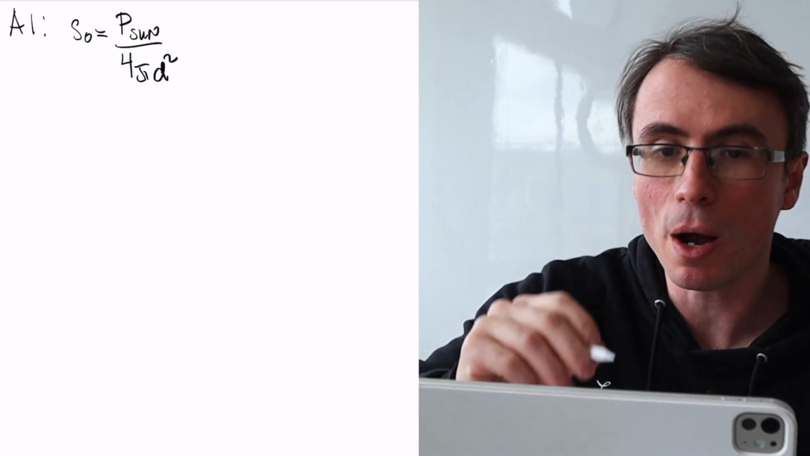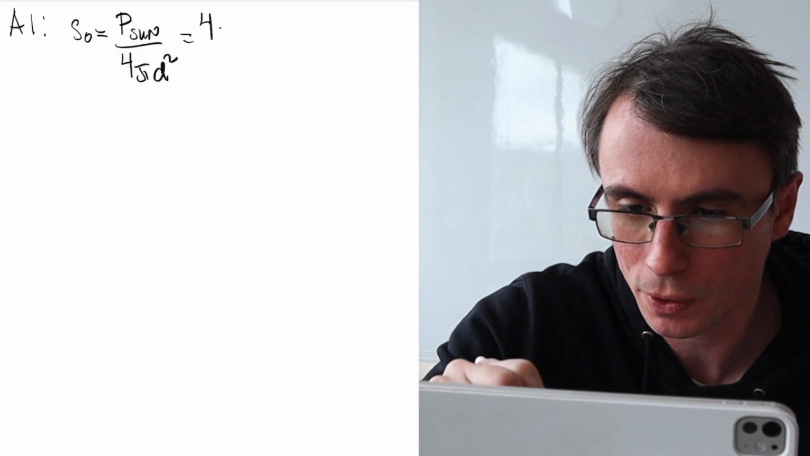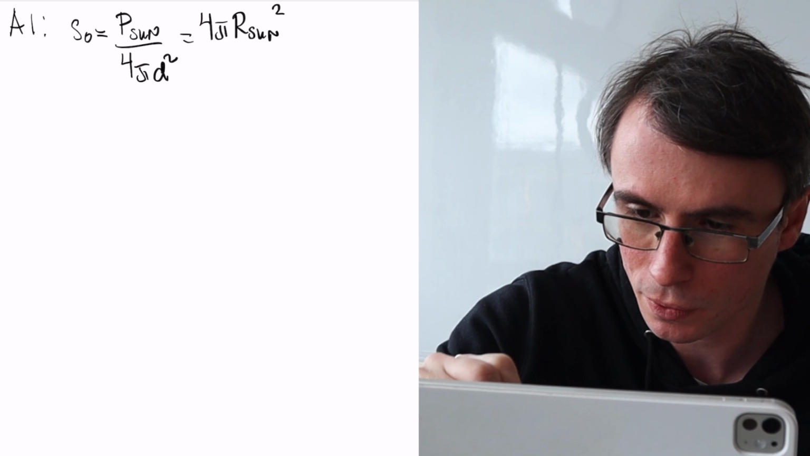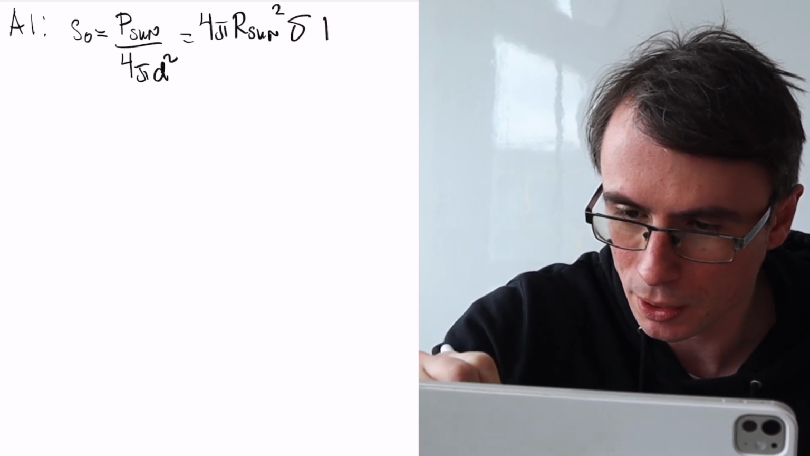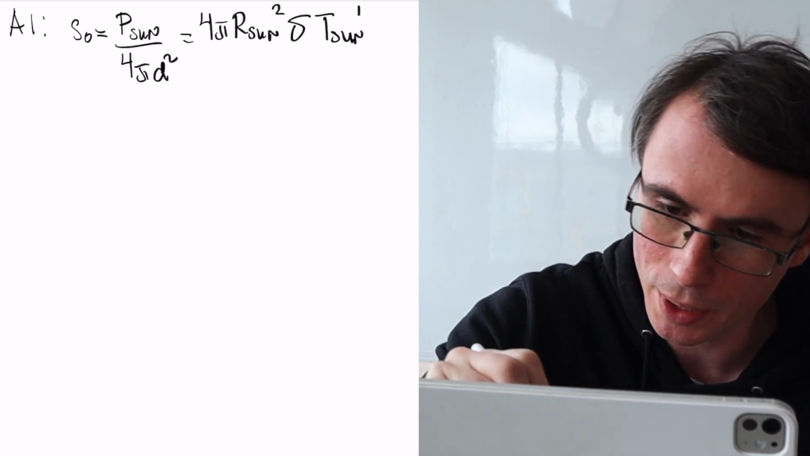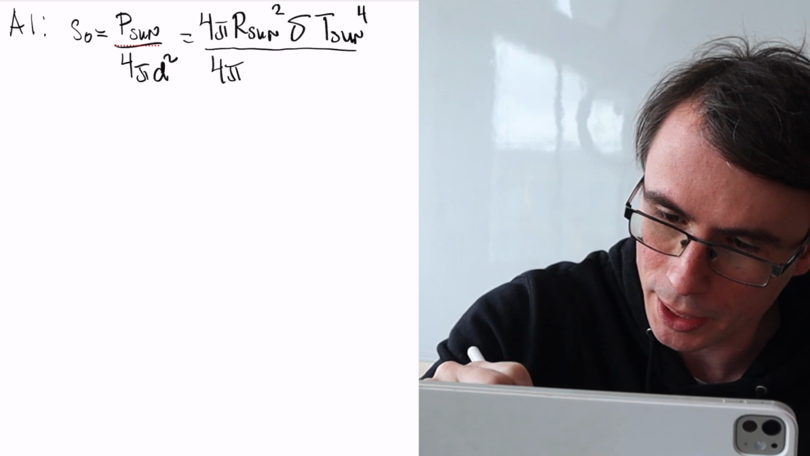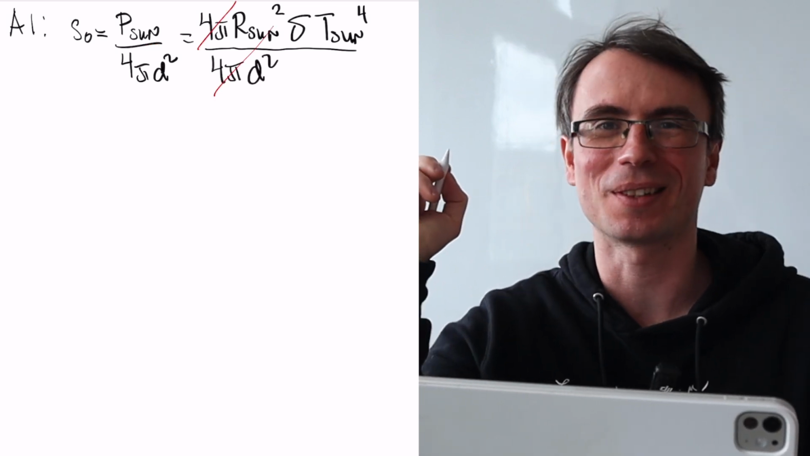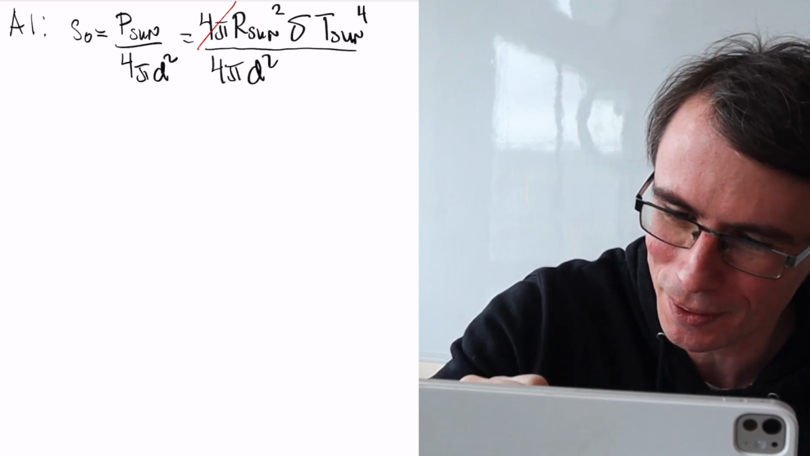To work out the power of the sun, we can use Stefan's law, which says that the power of the sun is equal to 4 pi times the radius of the sun squared, then Stefan's constant multiplied by the temperature of the sun raised to the power of 4. Then we need to divide this by 4 pi d squared. And look at this, the 4 pi's just cancel out. Don't you just love it when that happens? It kind of looks like I cancelled out the radius of the sun as well. So let me just try again.